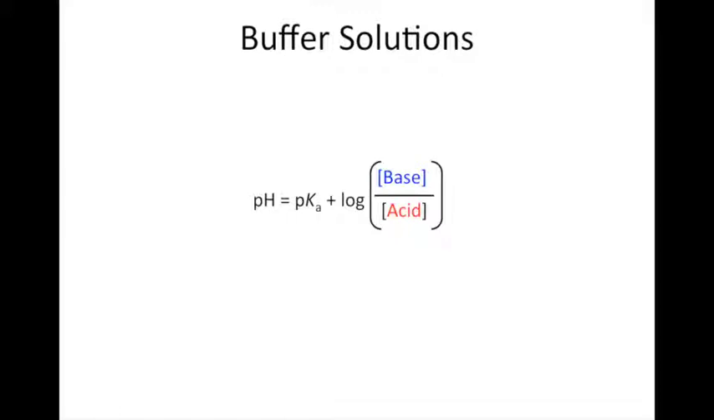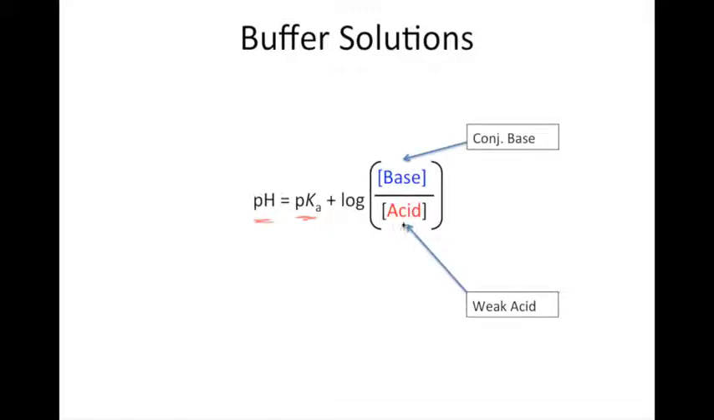So the Henderson-Hasselbalch equation tells us that the pH of a buffer solution is equal to the pKa, the pKa of the weak acid in the buffer solution, plus the log of the concentration of the conjugate base to the concentration of the weak acid. These concentrations of base and weak acid, of course, are your equilibrium or final concentrations.